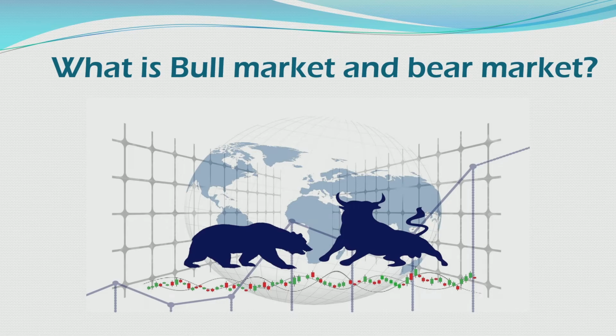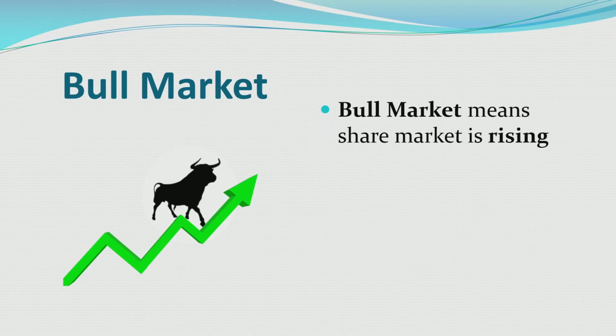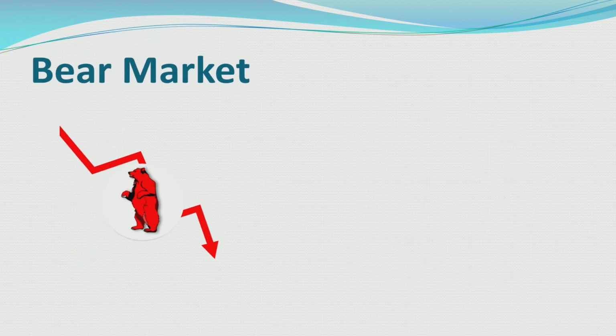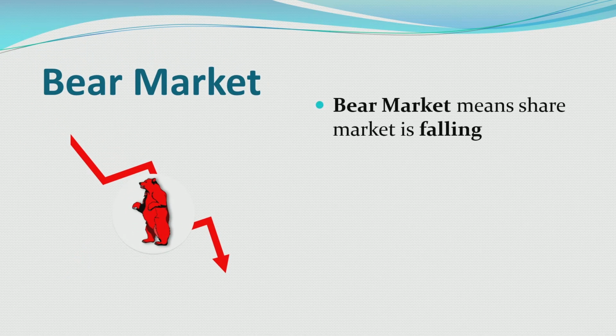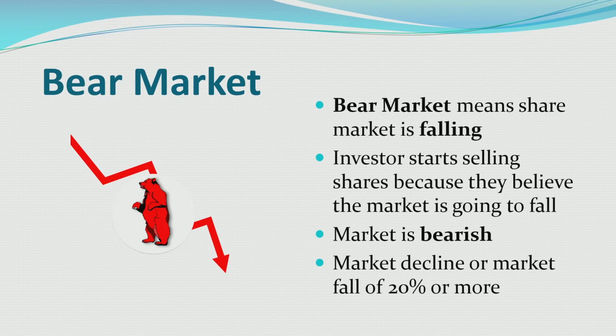What is bull market and bear market? The bull market and bear market are used to describe how the stock market is performing. Bull market means the share market is rising and investors start buying shares because they believe the market is going to rise, that is, the market is bullish. Bear market means the share market is falling and investors start selling shares because they believe the market is going to fall, that is, the market is bearish. A bear market is usually a market decline or fall of 20% or more.